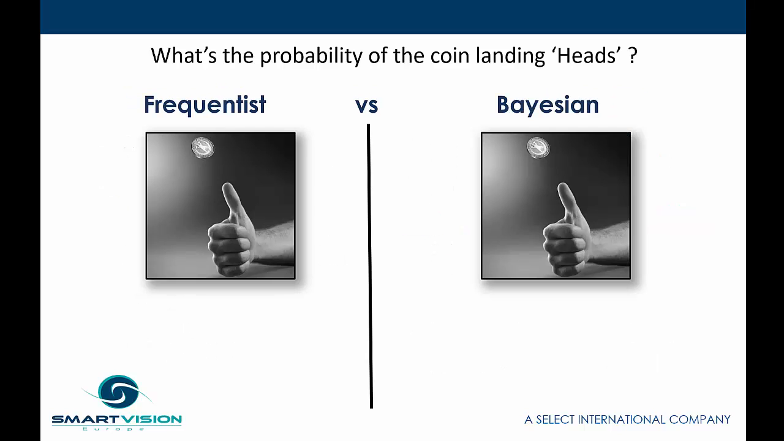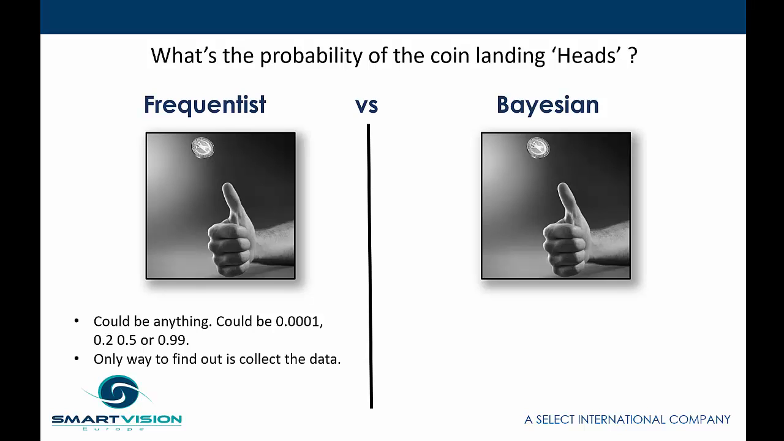Now we can illustrate the difference between these two approaches with regard to prior probabilities by looking at the age-old problem of asking ourselves, what's the probability of flipping a coin and having it land, say, heads up? If you take the frequentist tradition to its logical conclusion, it says until you've collected the data, there's absolutely no way to assess the probability of getting a heads. It could be 100%, it could be 0%, or it could be anything in between.